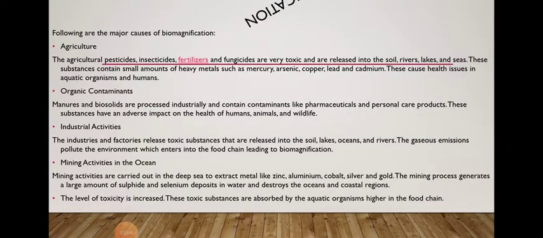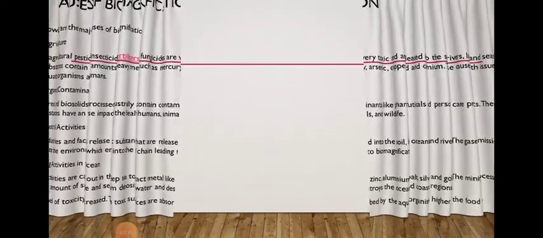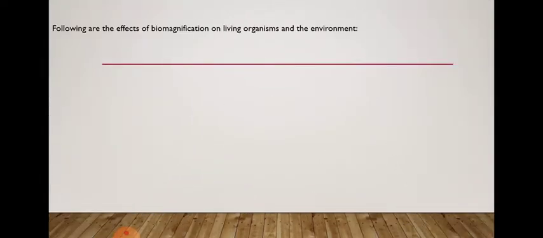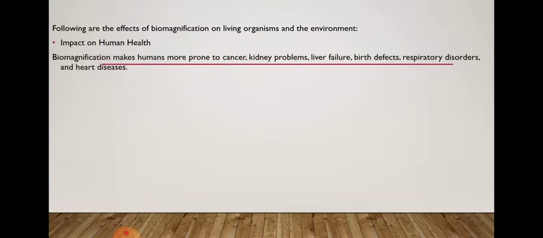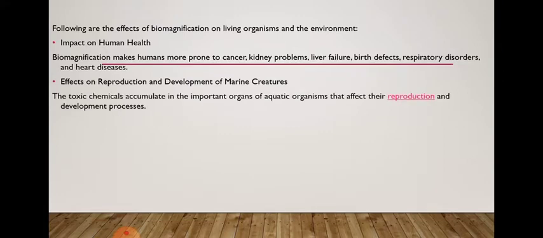Now comes effects of biomagnification. Following are the effects of biomagnification on living organisms and the environment. Impact on human health. Biomagnification makes humans more prone to cancer, kidney problems, liver failure, birth defects, respiratory disorders and heart diseases. Effects on reproduction and development of marine creatures. The toxic chemicals accumulate in the important organs of aquatic organisms that affect their reproduction and development processes.